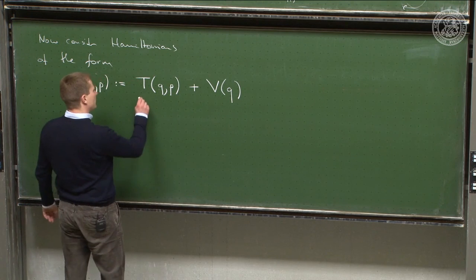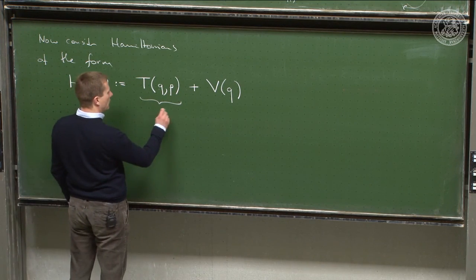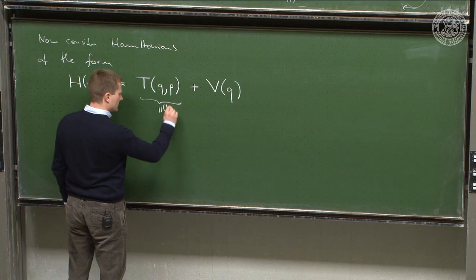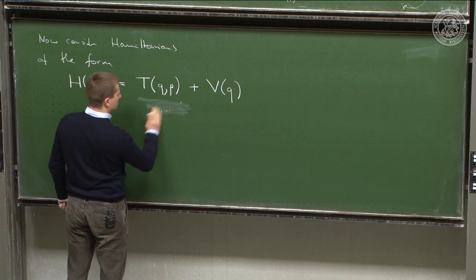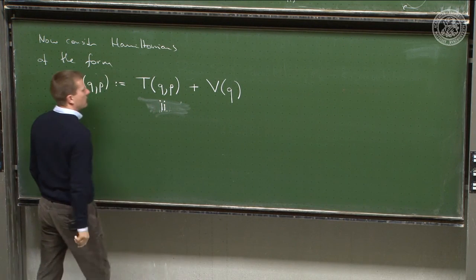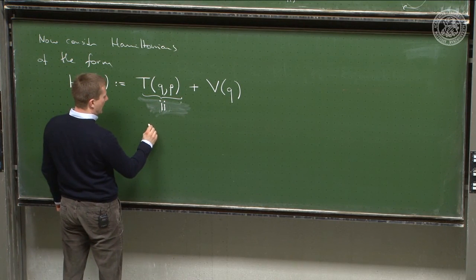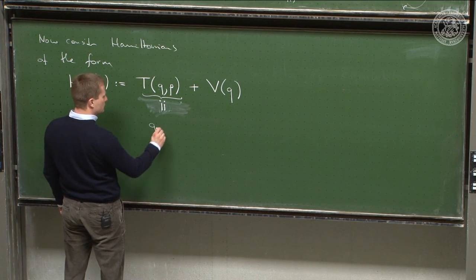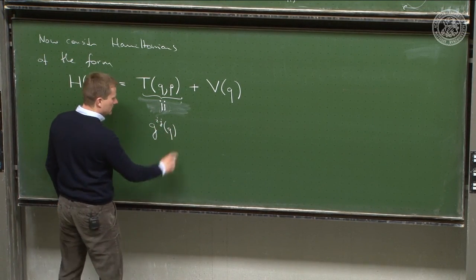And now let's make it even more specific, so as a further restriction. We require, with an exclamation mark, that this part be given by a bilinear form G_ij that may depend on the q.